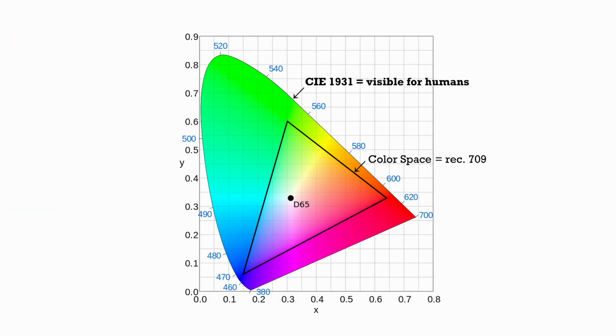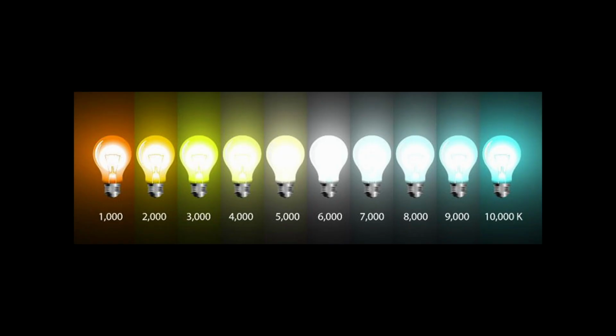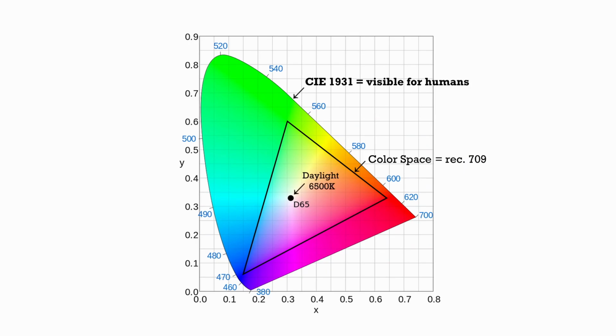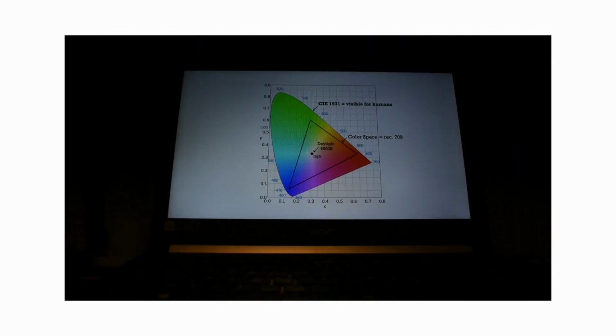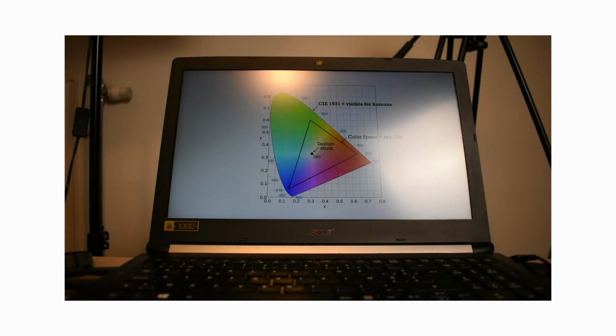And for those wondering, D65 stands for Daylight 6500 Kelvin, which represents the color temperature of natural daylight. This point is used as a reference to calibrate monitors. Easier said, it's used as a reference to ensure that colors are consistent when working on different computers or in varying lighting conditions in the room.